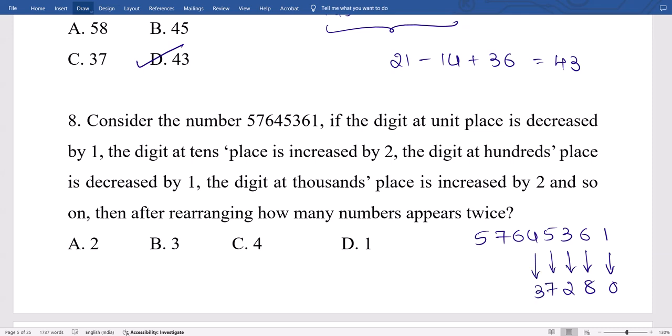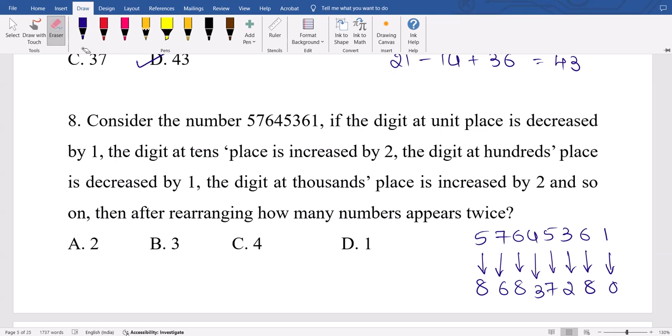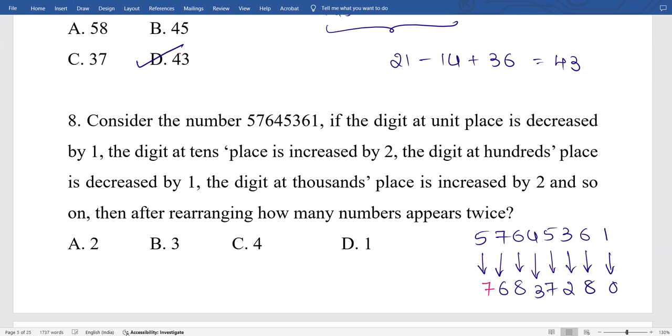Decrease by 1, increase this by 2. Decrease by 1, increase this by 2. So this will be 7, not 8. This will be 7. Increase by 2. Okay. Now, how many numbers are appearing twice? 7 is appearing twice. 8 is appearing twice. There are two numbers which are appearing twice. After changing all those as per the given rule, decrease by 1, increase by 2, again decrease by 1, then increase by 2, if we keep doing and complete the entire task, then two numbers 7 and 8 are appearing twice.